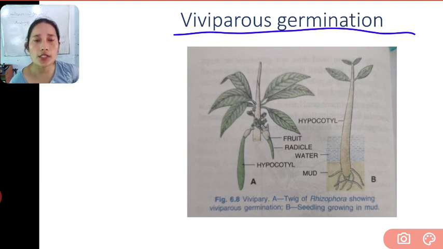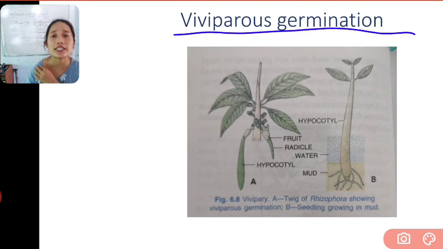Now in case of viviparous germination, like I told you, the germination of a seed takes place inside the fruit itself. Okay, and afterwards the fruits break open and the seeds fall, and then it gives rise to a new plant. So that kind of germination is known as viviparous germination. So that's all about this chapter, that is seed structure and germination.